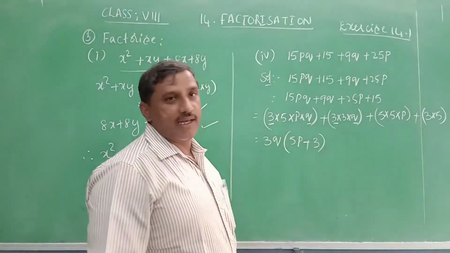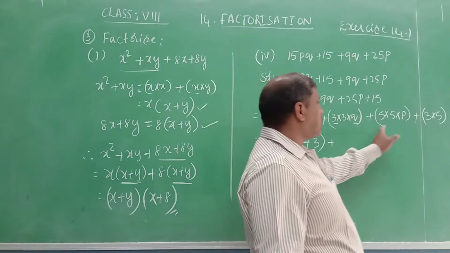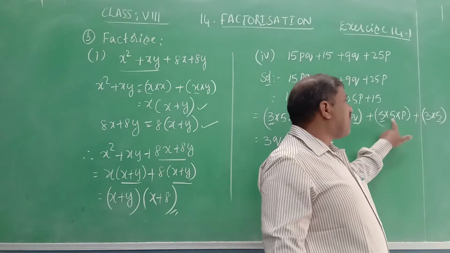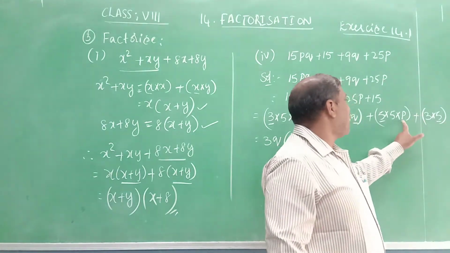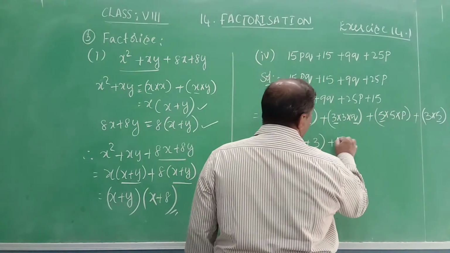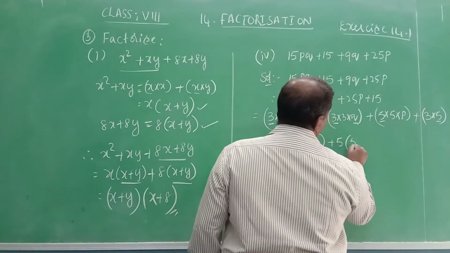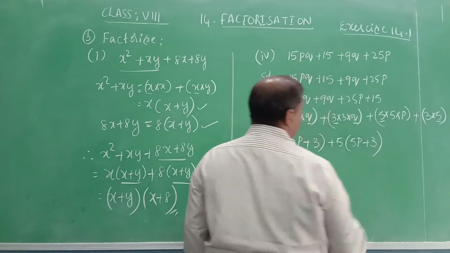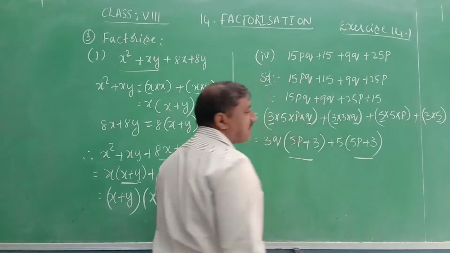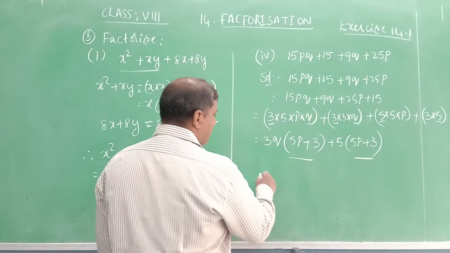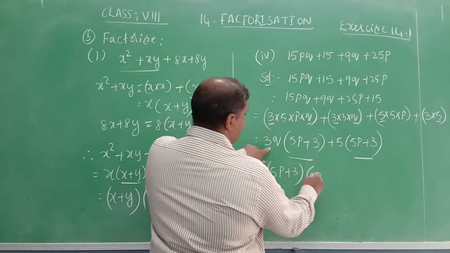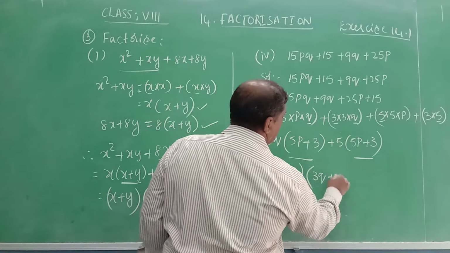5p plus 3. Next, in the third and fourth terms, we have 5 which is a common factor, and here we have one more 5 but there is no p. So what are the common factors from the third and fourth terms? It is 5 into what is left, 5p plus 3. Now we observe 5p plus 3, 5p plus 3 is the common factor. Write that together: 5p plus 3 into the leftover, it is 3q plus 5.